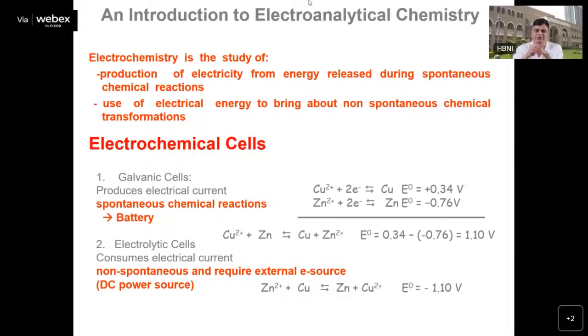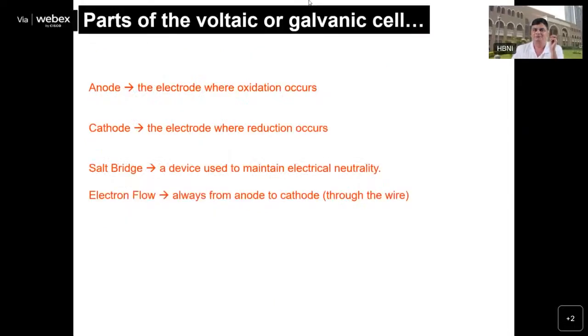So basically, in the galvanic cell, what is happening? In a galvanic cell, a spontaneous chemical reaction is going on, and that will generate a current, and we term these batteries. Whereas in the case of various kinds of electrolytic cells, you have seen zinc plating or chrome plating in many places. So what is happening there? We consume electrical current to bring about non-spontaneous reactions, and while doing so we carry out various kinds of electroplating. That is called an electrolytic cell.